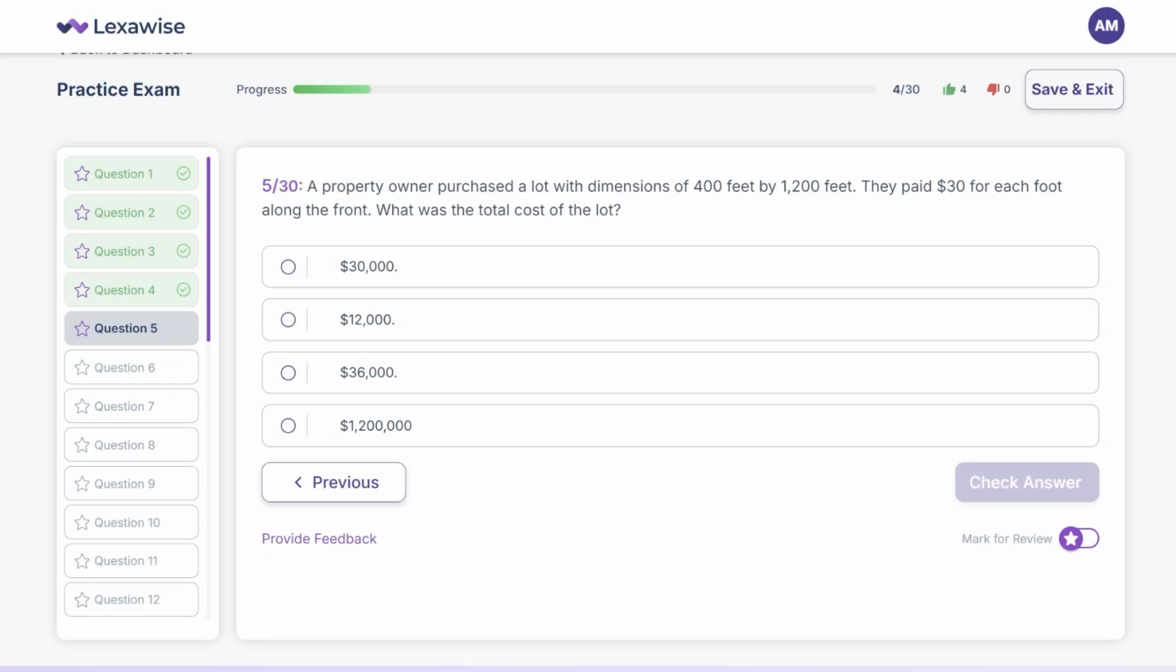A property owner purchased a lot with dimensions of 400 feet by 1,200 feet. They paid $30 for each foot along the front. What was the total cost of the lot? A, $30,000. B, $12,000. C, $36,000. D, $1,200,000. Think it through.